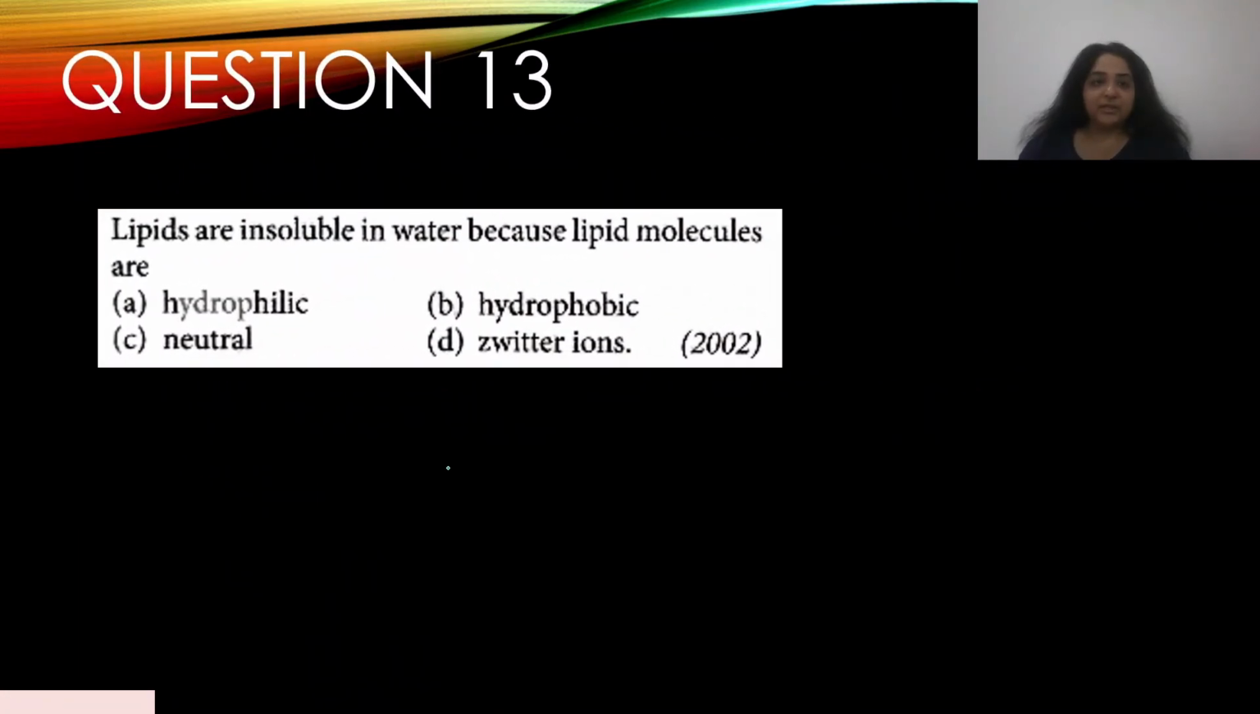Question number 13. Lipids are insoluble in water because lipid molecules are, from 2002: hydrophilic, hydrophobic, neutral, or bipolar ions. They are insoluble in water because lipid molecules are hydrophobic. It's basically the definition of a hydrophobic molecule. They are insoluble in water. They are afraid of water basically. Hydrophobia is like when you're afraid of water. So lipids are generally afraid of water. That's their nature. That's how they are formed. So the answer here is B.